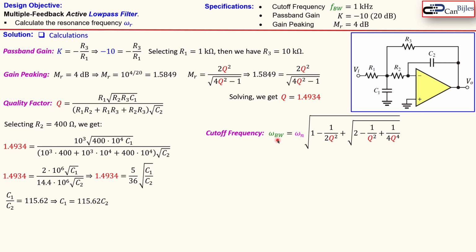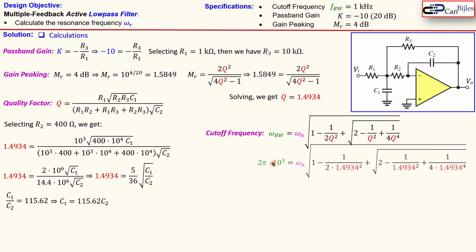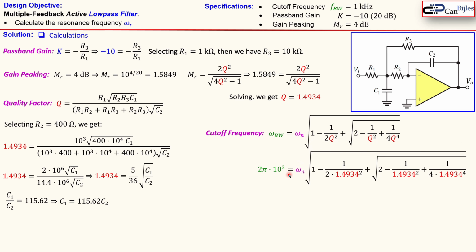We have here now the bandwidth, which is our natural frequency times this expression where you see all the Q's in these square roots. Now we know the Q, because we just calculated that here. We also need to know our omega n, but we know from our specification that our bandwidth must be 1 kilohertz. This is, by the way, in radians per second, so we need to do 2 pi times this f bandwidth. So you see here 2 pi times 1000, which is then this one.